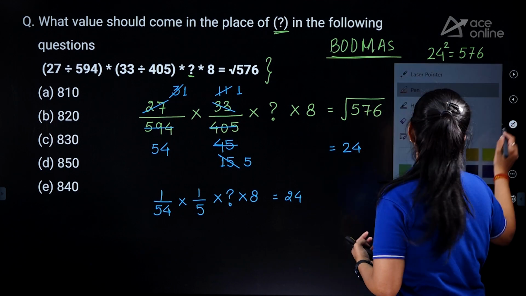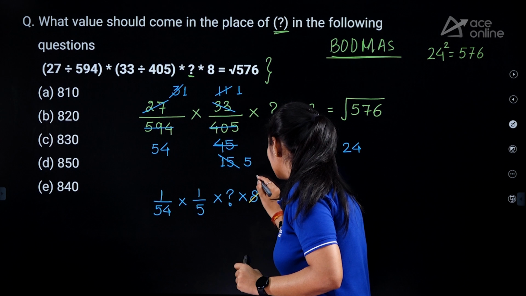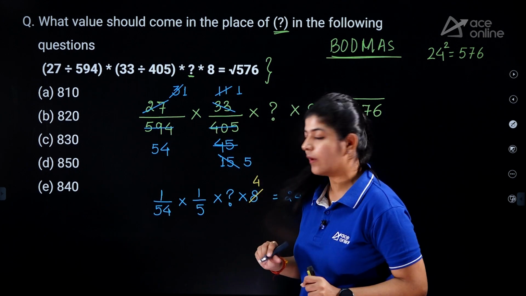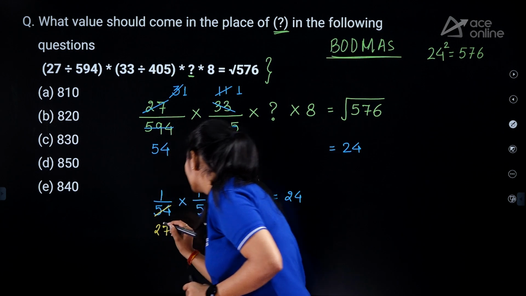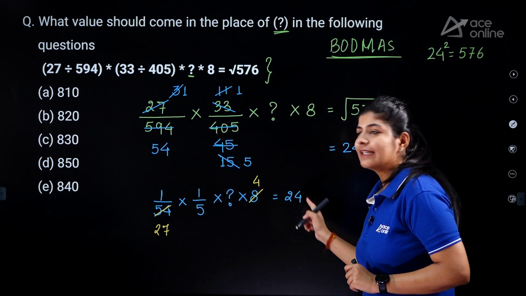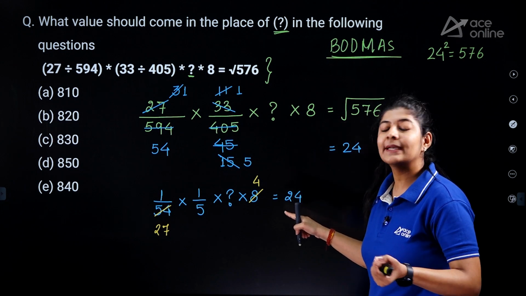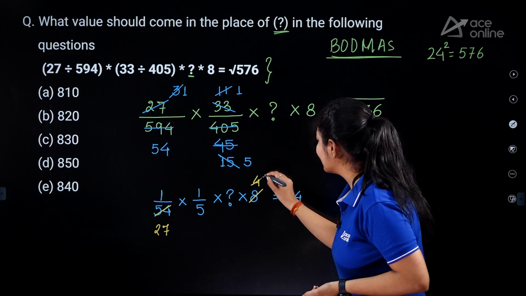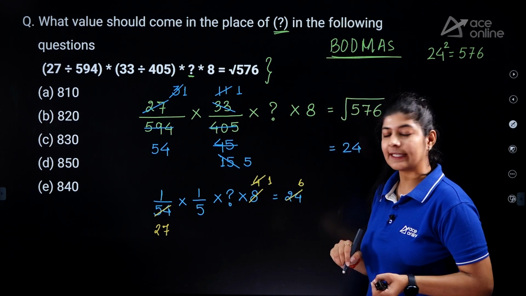Yes, we can do that. With the help of 2, we can start eliminating. Here we will get 4, and here we are getting 27. Now this number is again a multiple of 4, so I start eliminating. Here I am getting 1 and here I am getting 6.